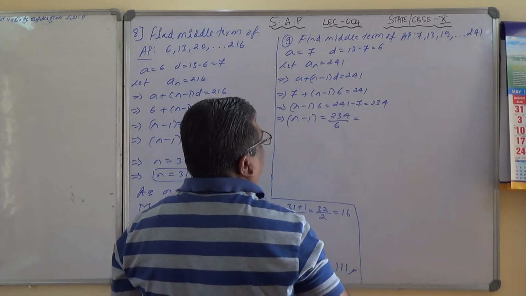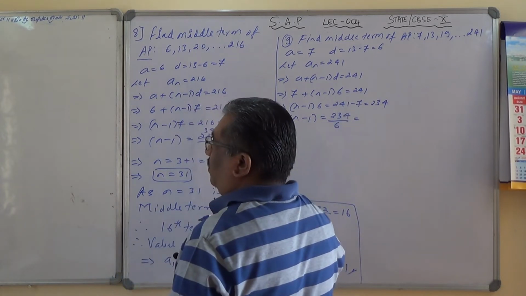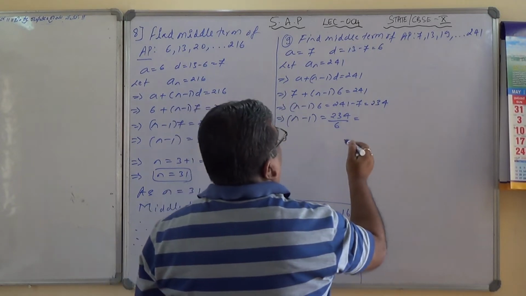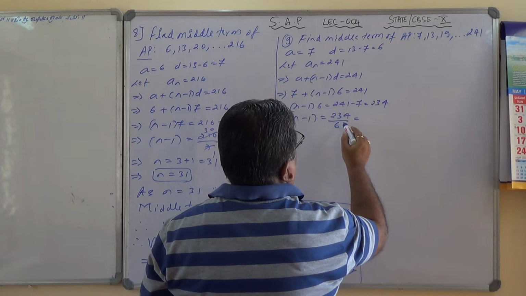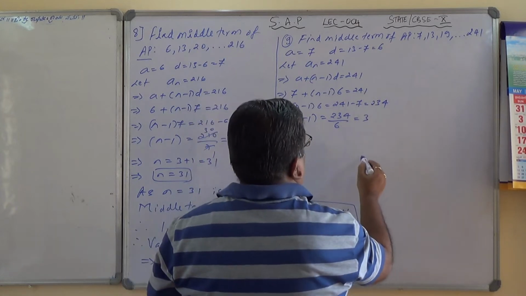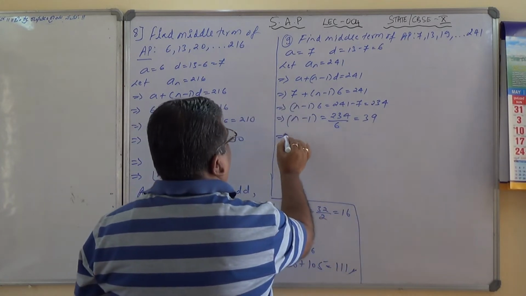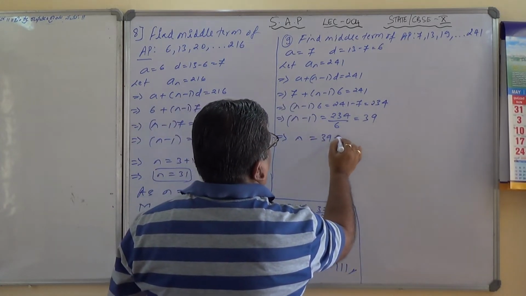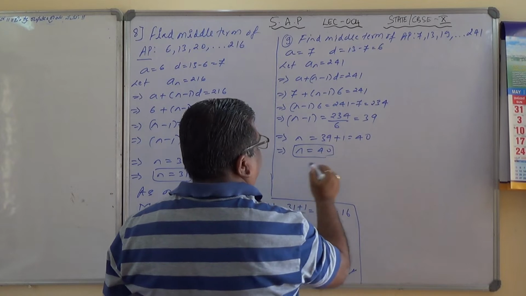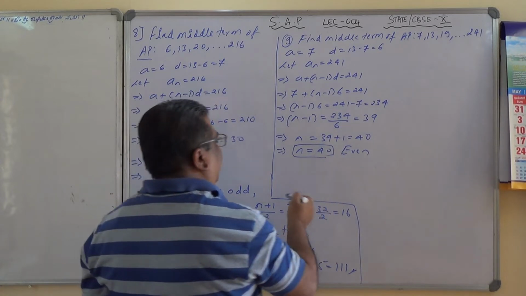So here, is it correct or not? 234 divided by 6 is 39. N minus 1 equals 39, implies N equals 39 plus 1, which is 40. So here remember N equals 40 means it is even. So as N equals 40 is even, there are two middle terms.